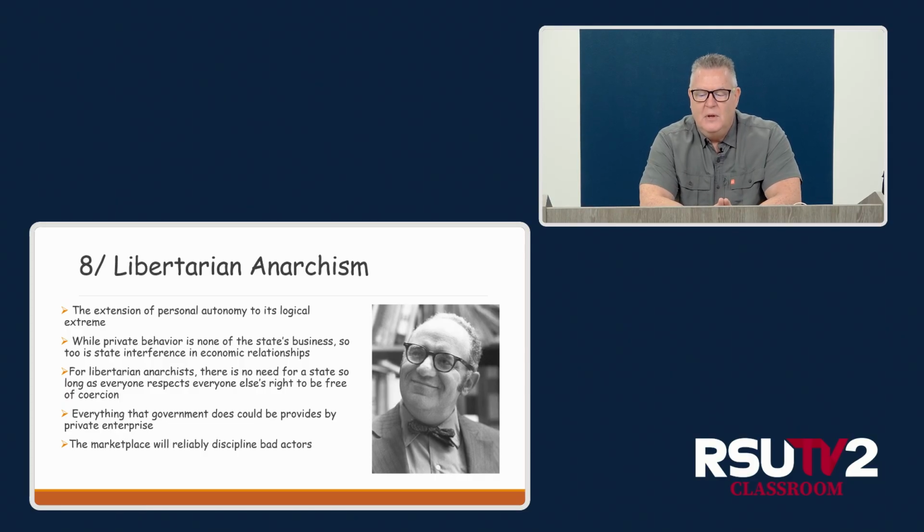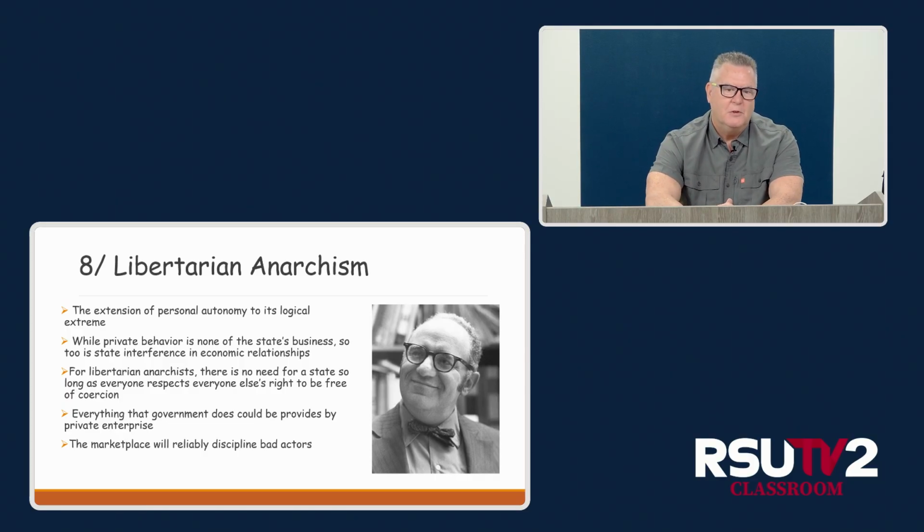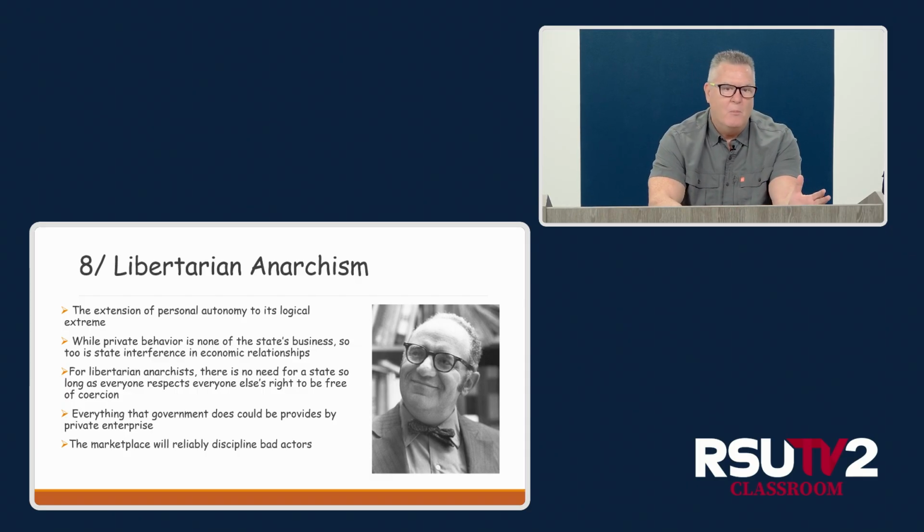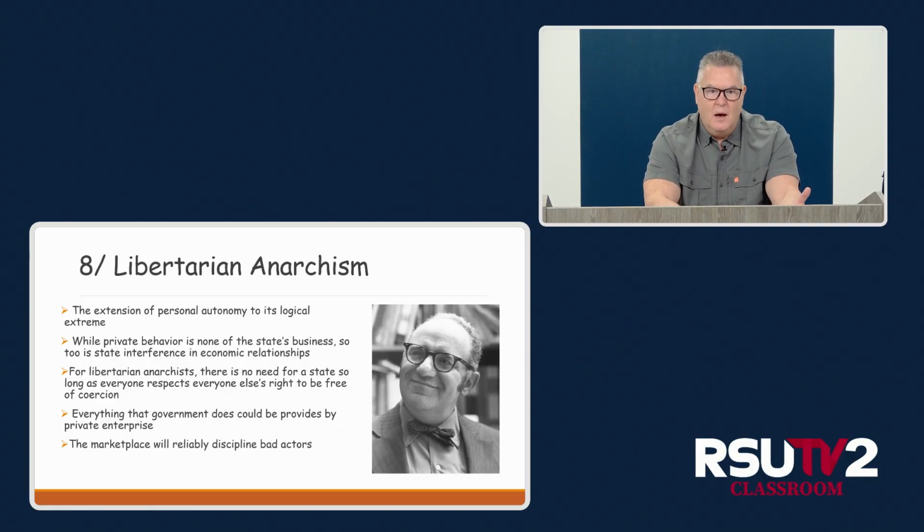Everything the government does could be provided by private enterprise, according to a libertarian anarchist. The marketplace would reliably discipline bad actors. Now, we have seen deregulation in action and what it has caused, from the S&L breakdown and scandals of the 1980s to the subprime mortgage meltdown of the early 2000s. Deregulation inevitably unleashes animal spirits. Animal spirits are oftentimes self-seeking, and you end up with bad outcomes. I'm just telling you, that's what happens.